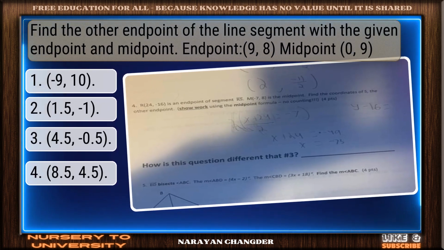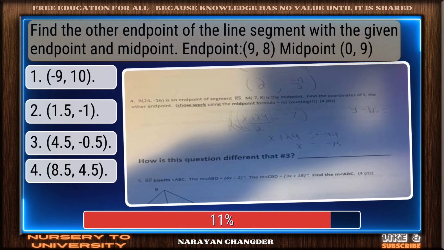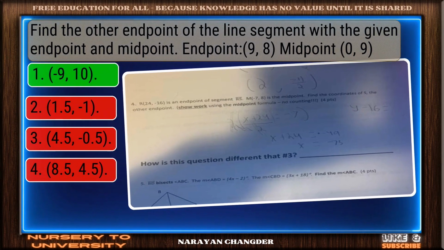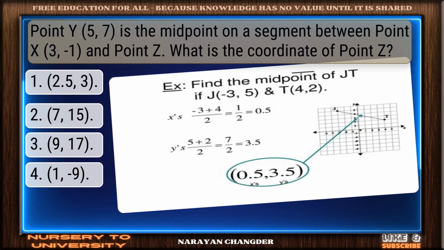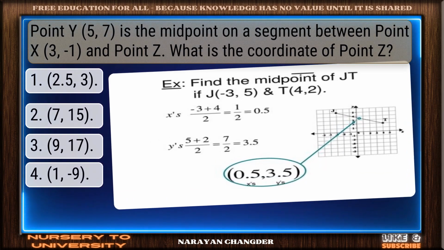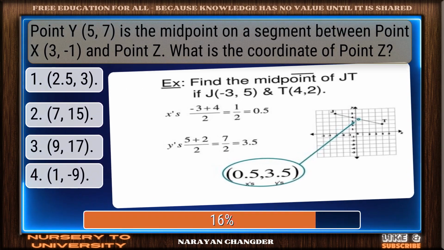Find the other endpoint of the line segment with the given endpoint and midpoint. Endpoint, midpoint. Valid point is true. Point Y is the midpoint on a segment between point X and point Z. What is the coordinate of point Z?